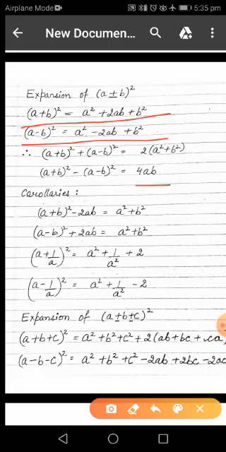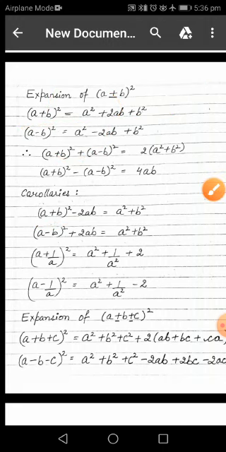The corollaries based on the two identities can be studied as follows. If I shift 2ab in the first identity to the other side, that is a plus b whole square minus 2ab, that will give you a square plus b square. Similarly, in the second identity, if I shift 2ab to the other side, that is a minus b whole square plus 2ab, I again get a square plus b square. So we can use these corollaries directly in the questions.